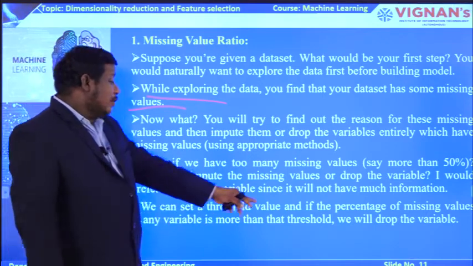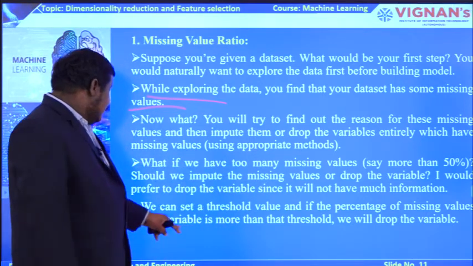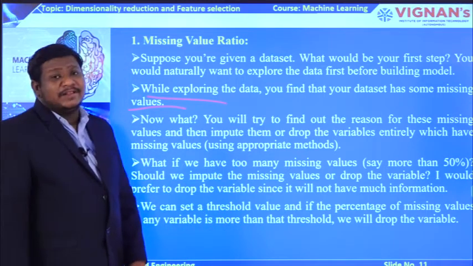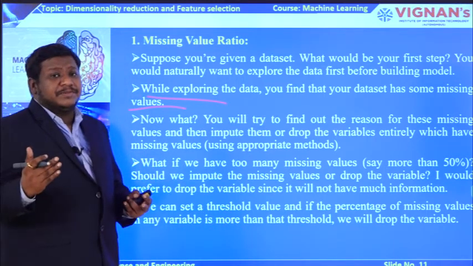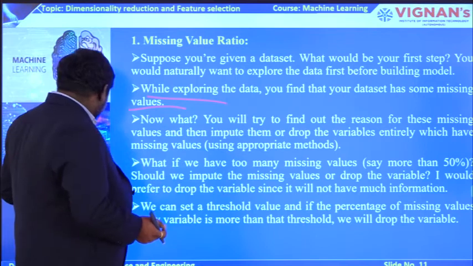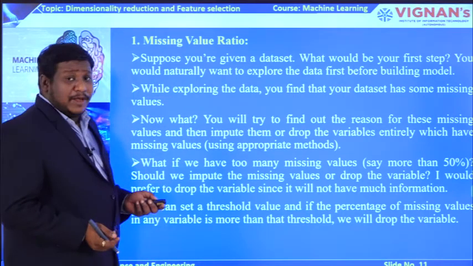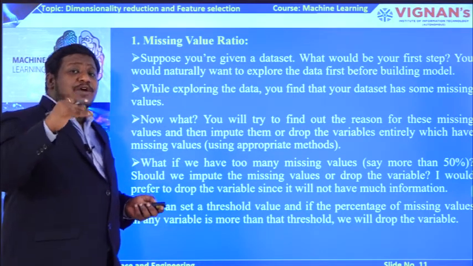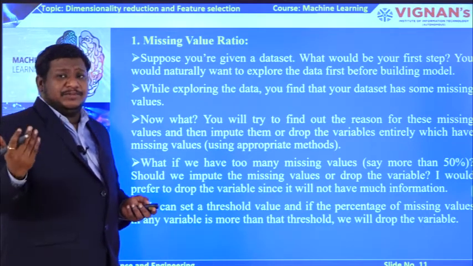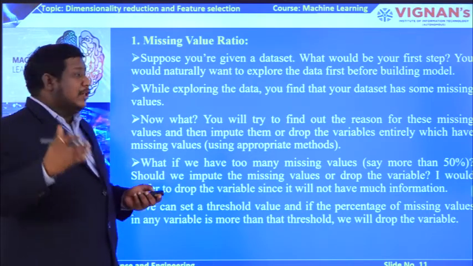We can have a threshold value, and if the percentage of missing values in any variable is more than the threshold value, we are going to remove them. A simple method we are going to follow. If a variable's missing percentage is more than the threshold value, you remove it. If it is less than the threshold value, we will keep it in the data.